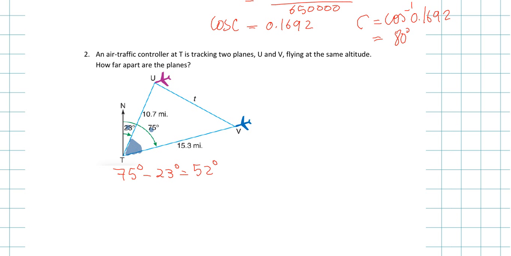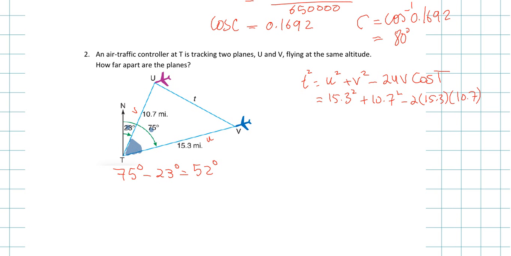Now I'm looking for side T. I'm going to call this side U and this side V. So T squared equals U squared plus V squared minus 2UV cos T. Putting the numbers in, that's 15.3 squared plus 10.7 squared minus 2 times 15.3 times 10.7 cos 52.